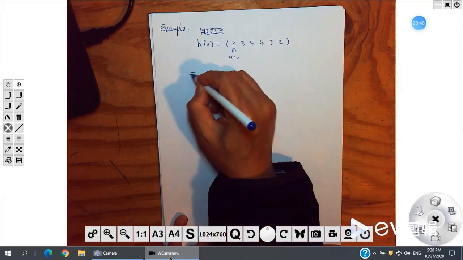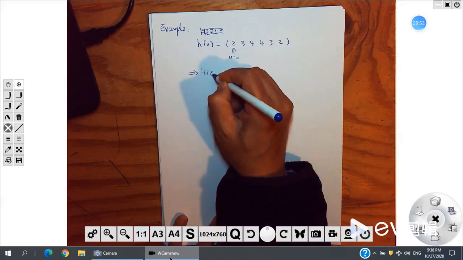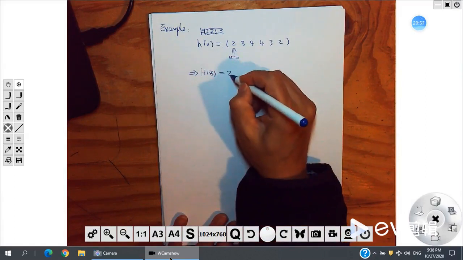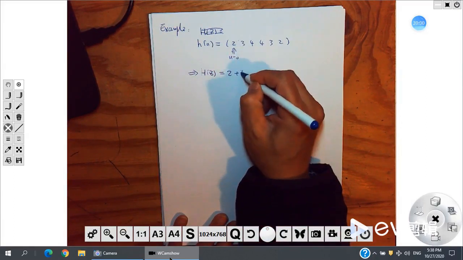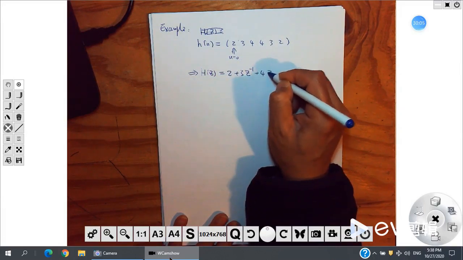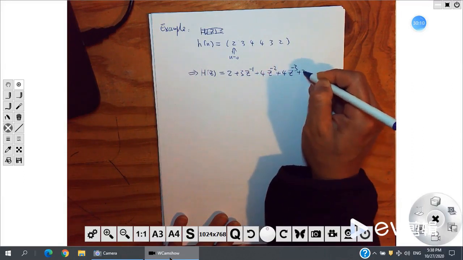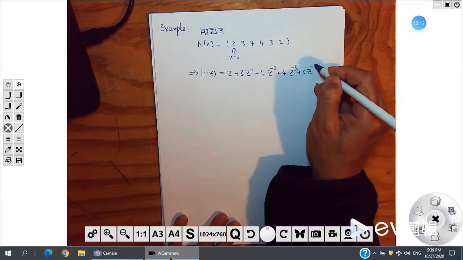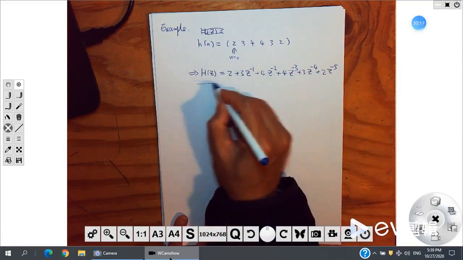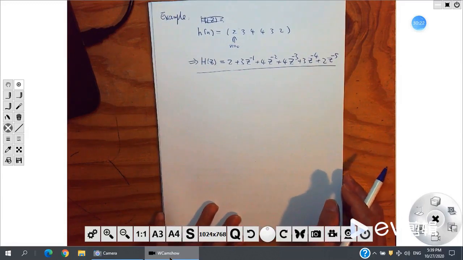Then that means the Z transform of these, the transfer function, will be the Z transform of the impulse response, right? That will be 2 times Z to 0, and 3 times Z to -1, and 4 times Z to -2, plus 4 times Z to -3, plus 3 times Z to -4 and 2 times Z to -5. Alright, this is the transfer function. Then, okay, this is a FIR filter, right?